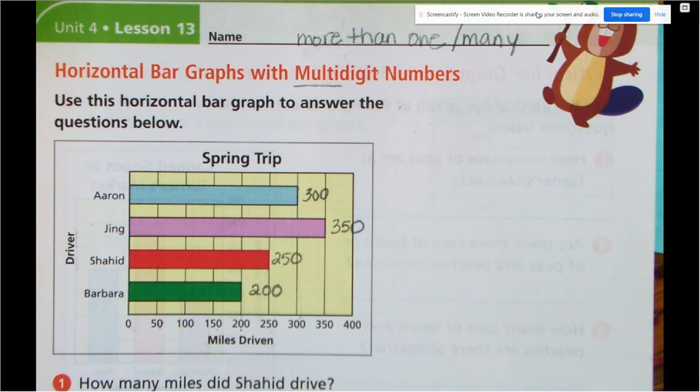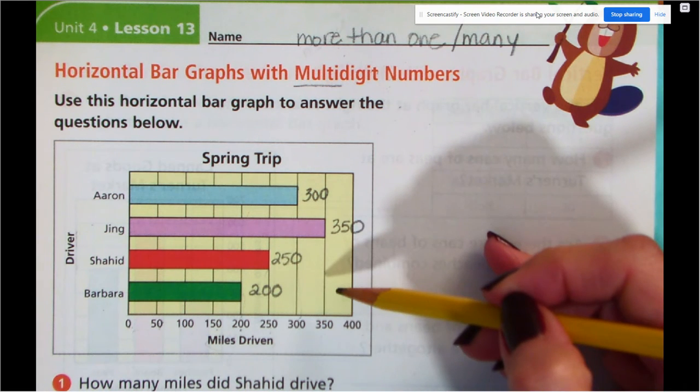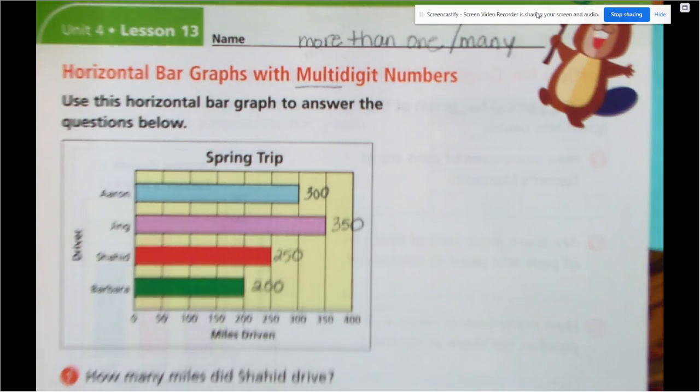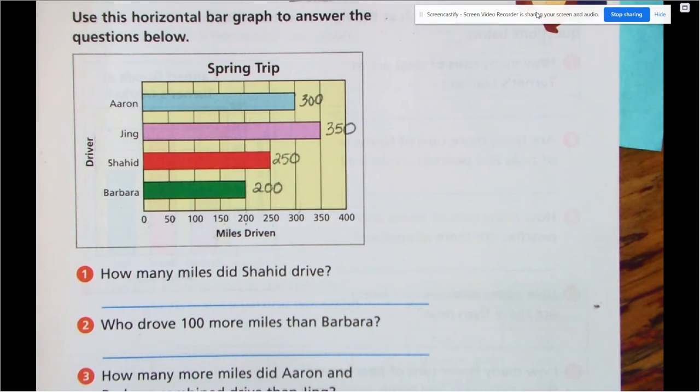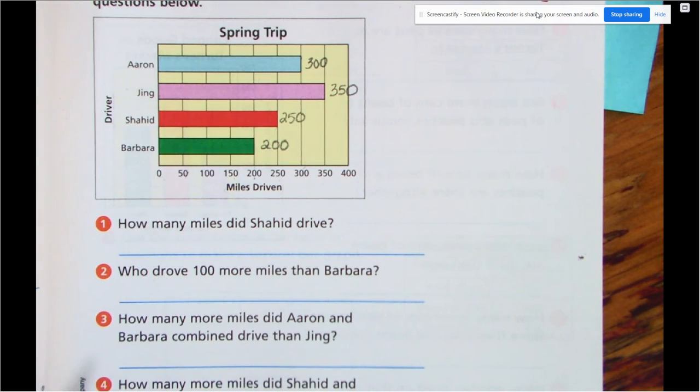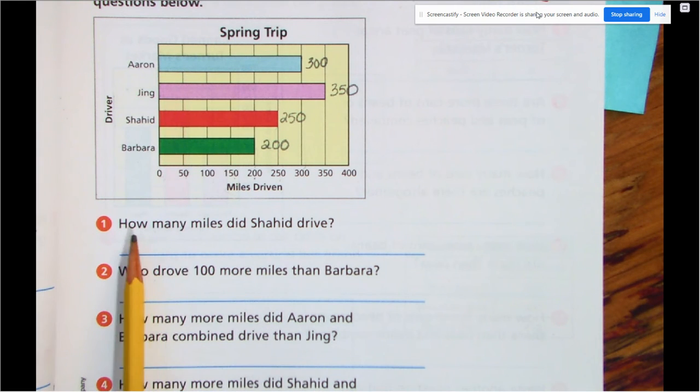Okay, so now we've interpreted what the information is on the graph. We've looked at all the different labels. Now we can start to answer some questions. And remember, this is the same type of information that we've been looking at. It's just that it's multi-digit numbers, so really big numbers. Okay? And we've already done addition and subtraction with that, so we should be able to do the same thing with these graphs. Okay? Let's look and see how many miles did Shahid drive.